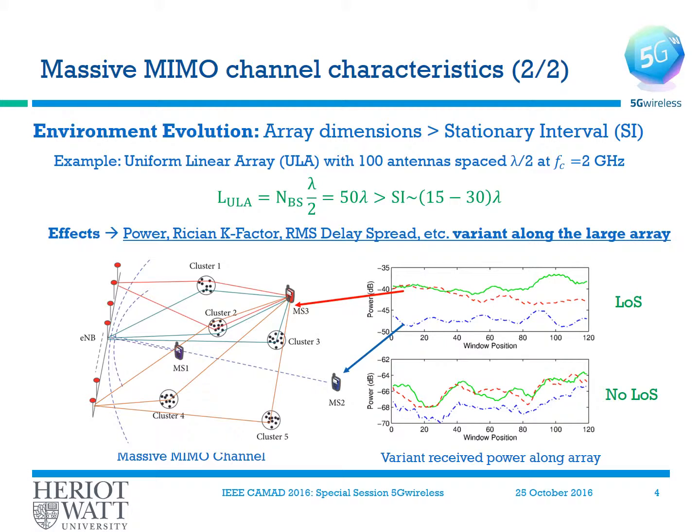You can see variations of the received power about 4 or 5 dB along the array. Also, since every antenna receives signals from a different set of objects of the environment or clusters, there are different delay spread, Doppler spread, and other characteristics for every antenna.